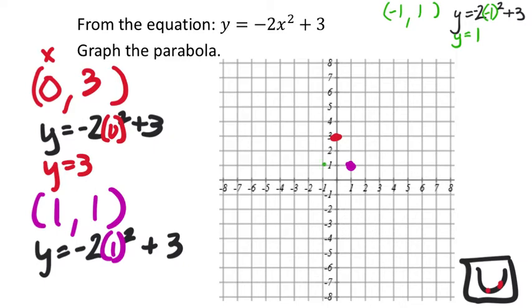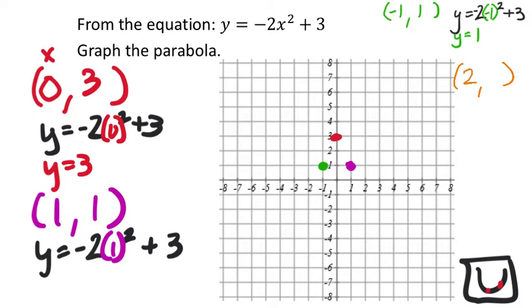Negative 1, 1, boom, that's that point right there. So you can see that a parabola is just a curved line like this. I want to stop there, but I'll do one more. It's just going to be flipped, right? It's going to be the other way? Yes, it is. And now we're going to prove that, though, kind of.